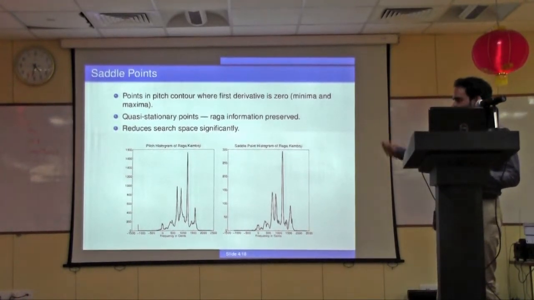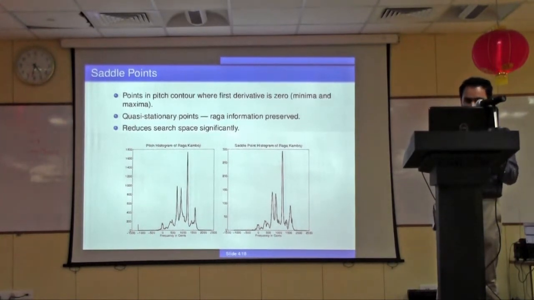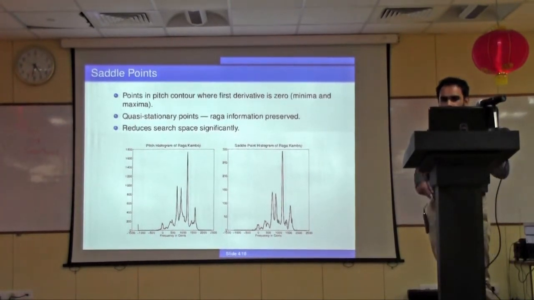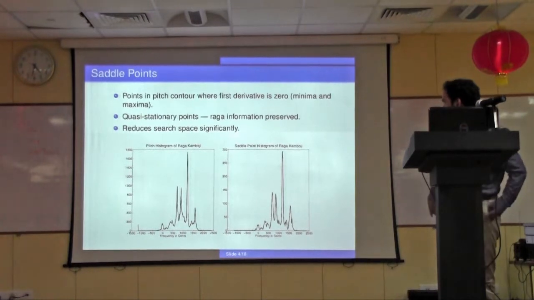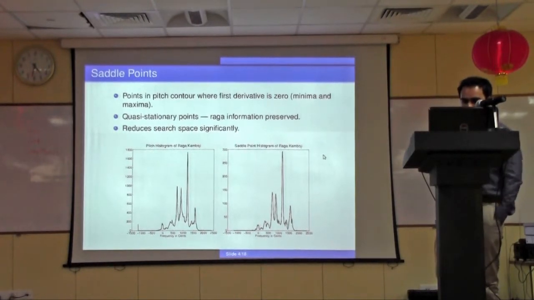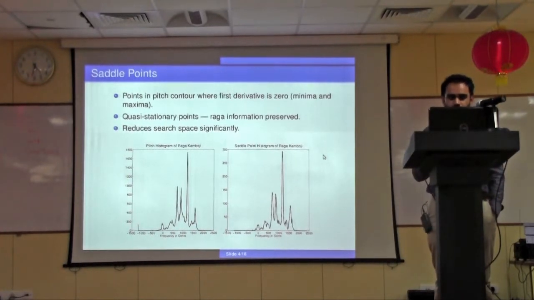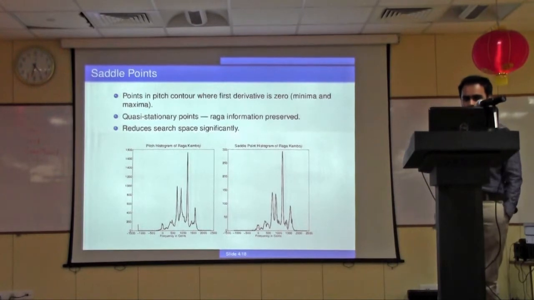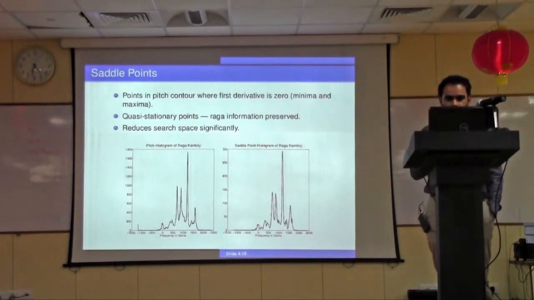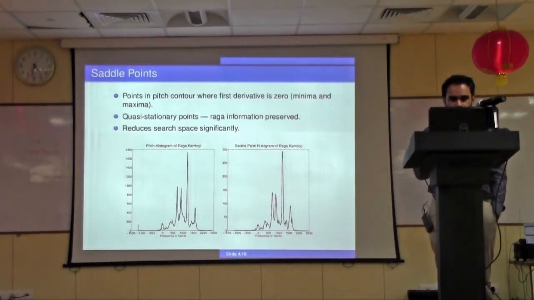The first figure is the pitch histogram of the raga Kamboji, and the second figure is the saddle point histogram. So we do lose a little information in the saddle point histogram, but still the raga information is preserved. So this is the motivation we had to use these saddle points, and we also use them to reduce our search space while looking for the motifs in the alapana.